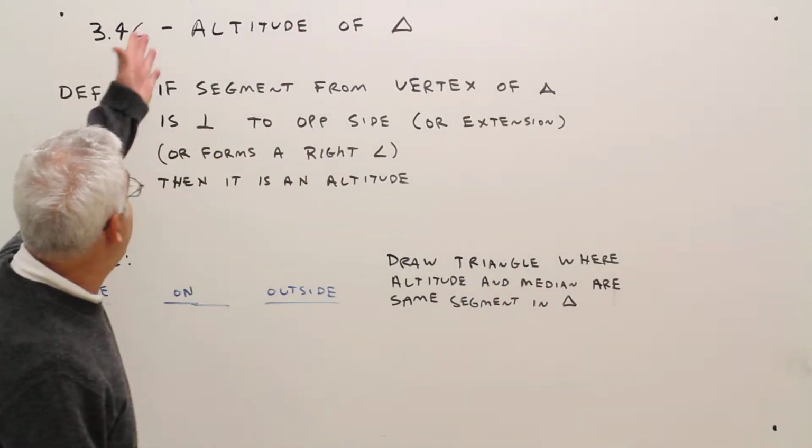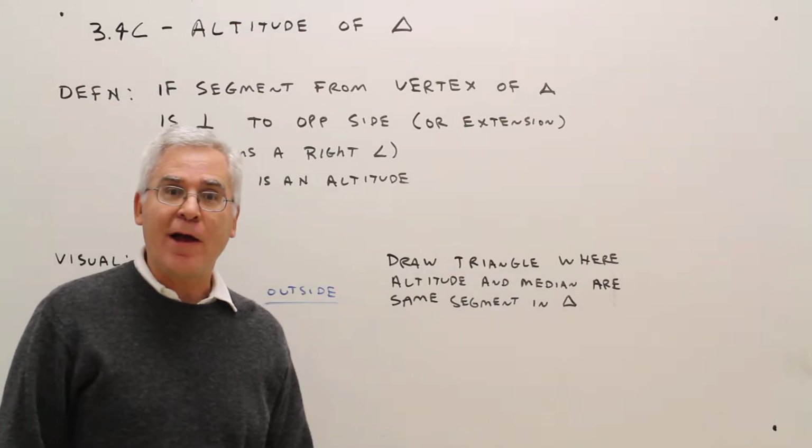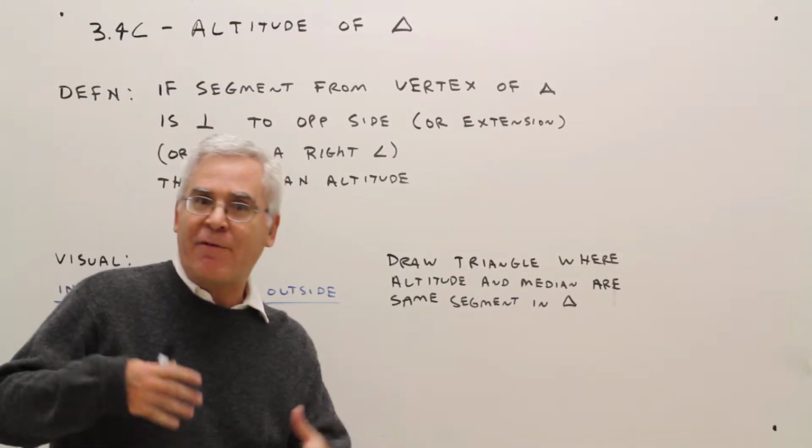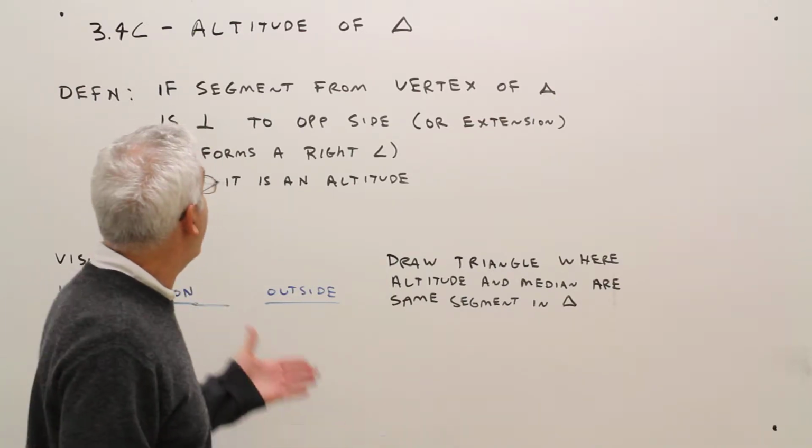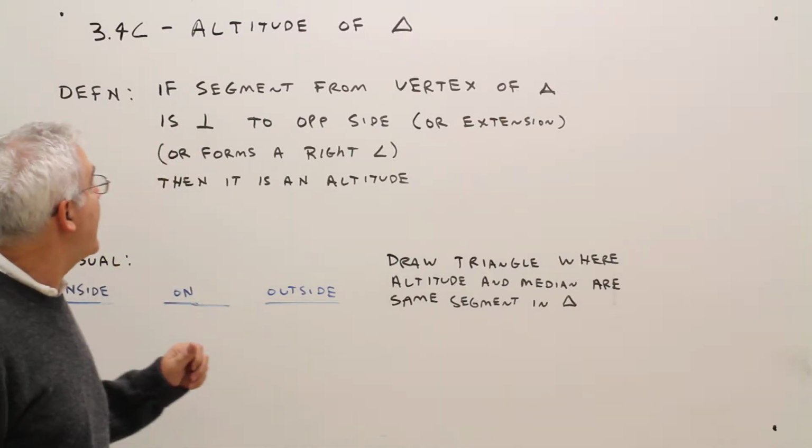Welcome to video 3.4c, altitude of a triangle. In this video I'll just give you the definition and some visuals, and in the next video we'll deal with the proof. Okay, so off the bat let's do a definition.